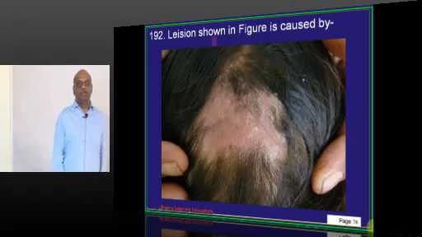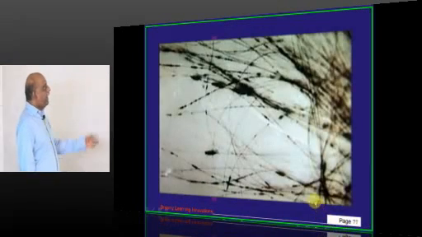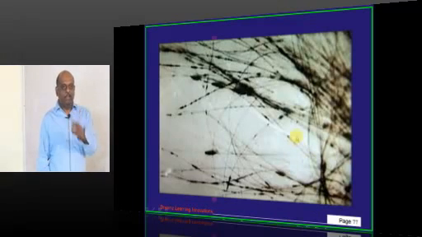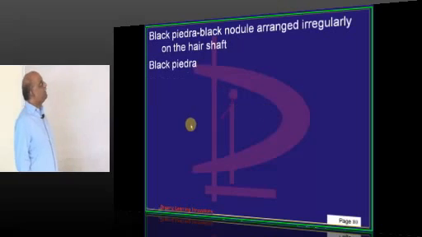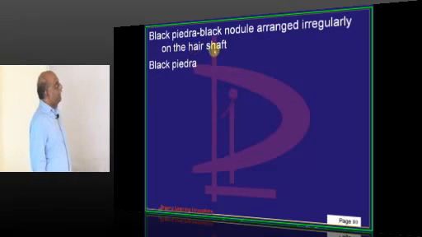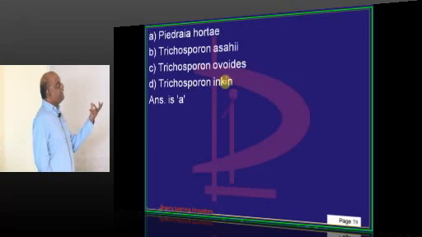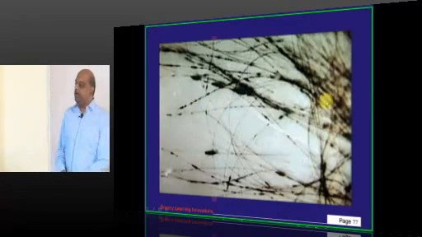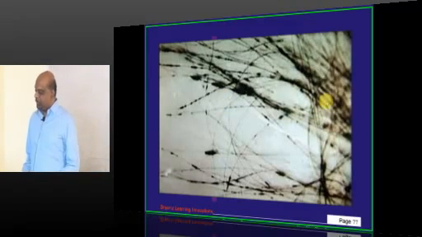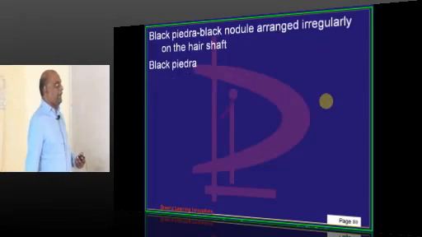Now what is this lesion, where the hair follicles are matted with a black material? It is basically called black piedra, and there will be black nodules arranged irregularly on the hair shaft, which is caused by Piedraia hortae, which is a superficial mycosis is what you need to basically appreciate.